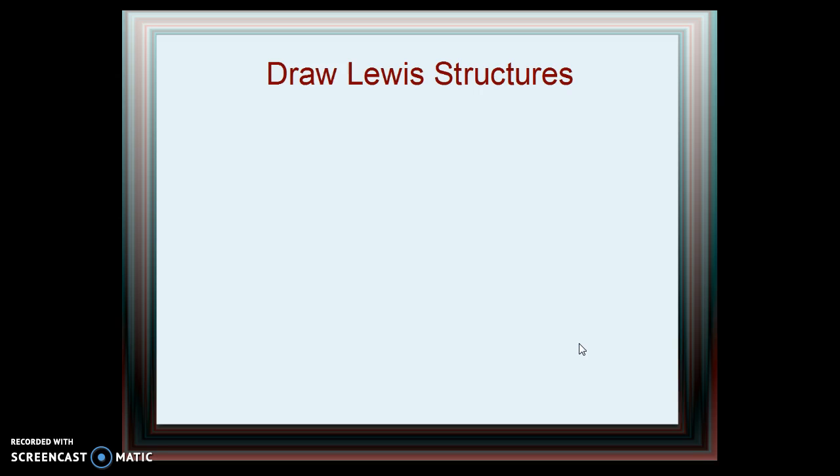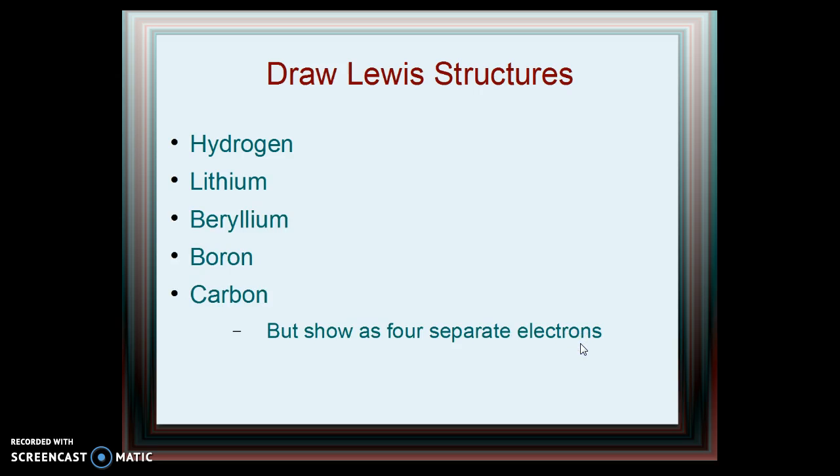Now you draw the Lewis structures of hydrogen, lithium, beryllium, boron, carbon, showing 4 separate electrons, fluorine, and manganese. That one might give you a little trouble. So turn the video off, and then we'll talk about the results when you come back.